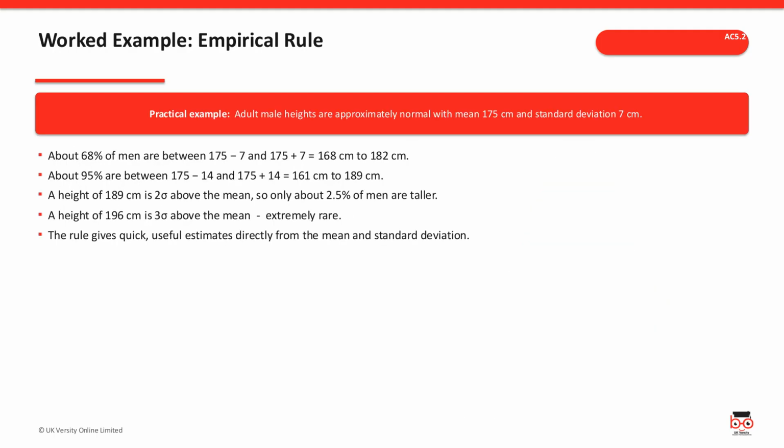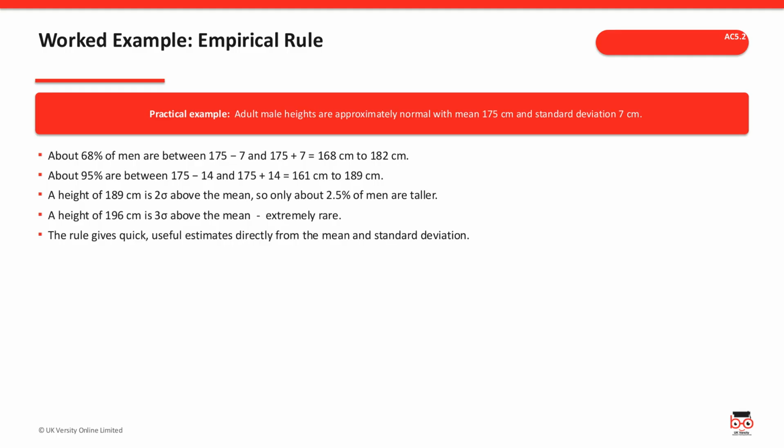Adult male heights are roughly normal, with a mean of 175 centimeters and a standard deviation of 7. So about 68% of men fall within one standard deviation of the mean. That's 175 minus 7 up to 175 plus 7, so 168 to 182 centimeters. About 95% fall within two standard deviations, 161 to 189.